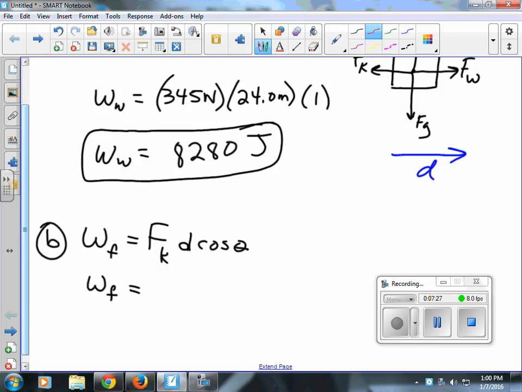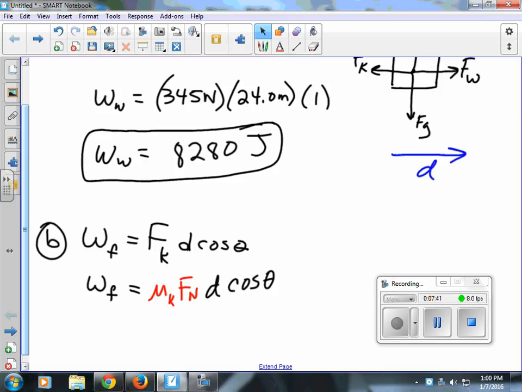Times gravity? No. Normal force. Coefficient of friction times normal force, then times D, cosine of the angle between them. All right, we can get that. How are we going to find the normal force?